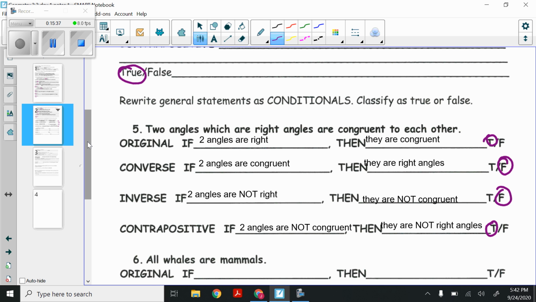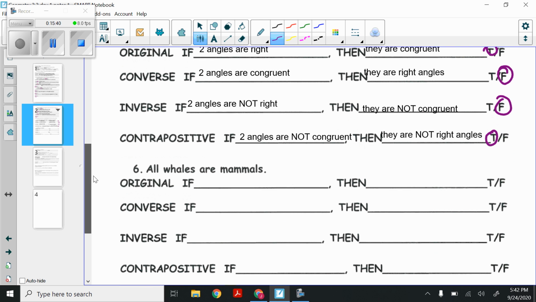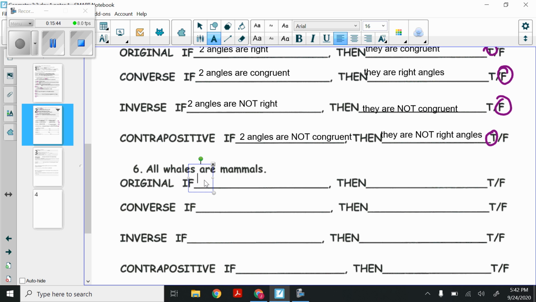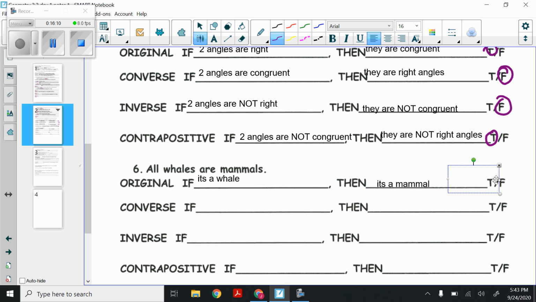So now let's try it with something that's not math related. Okay. So all whales are mammals. I want to change that to an if-then. So I could put if it's a whale, then it's a mammal. So if it's a whale, then it's a mammal. True or false? Okay, well, that's true. So true.